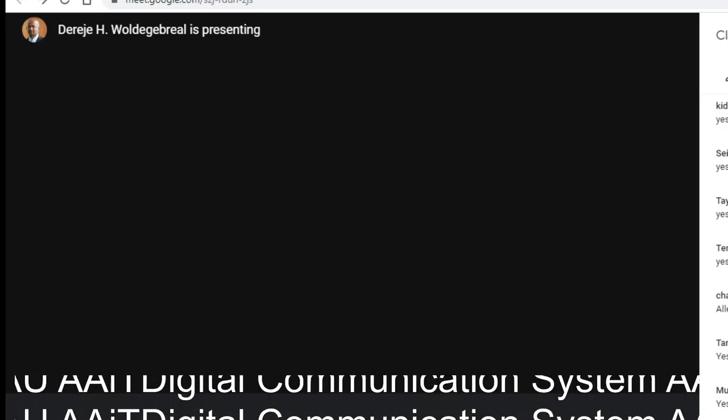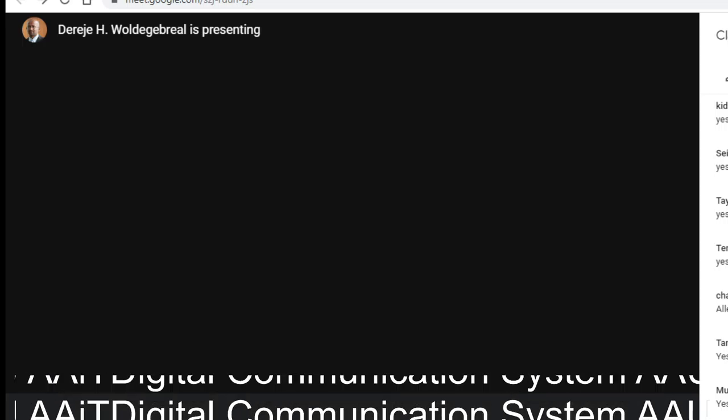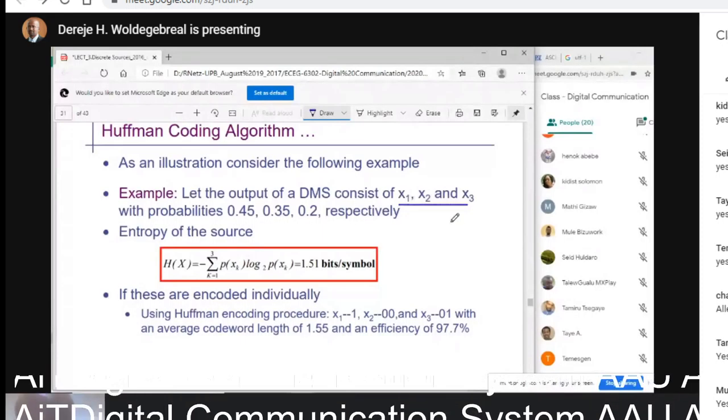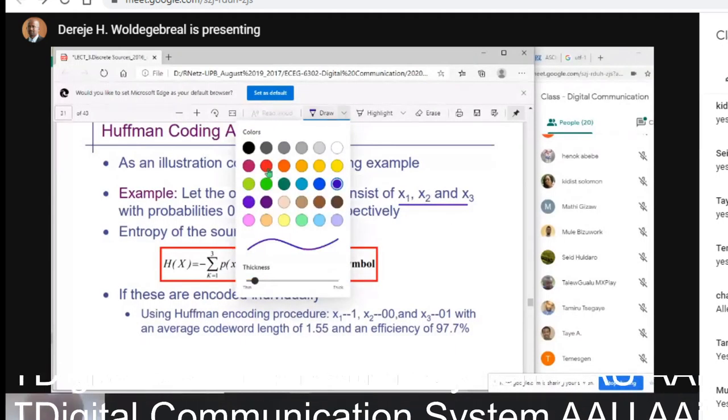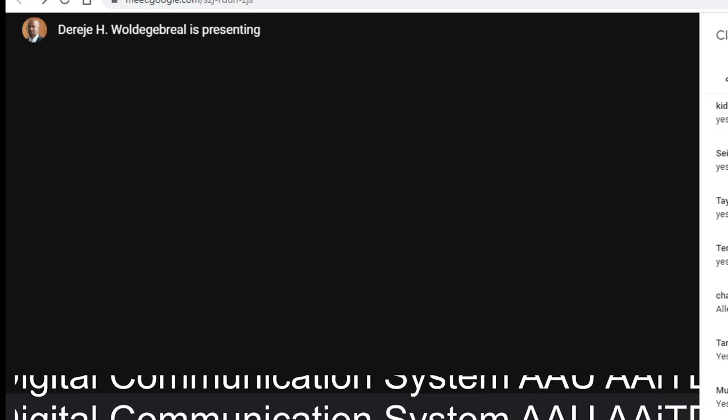Now, let's consider the following example. Assume that you have a source that generates only three letters, designated as X1 through X3.